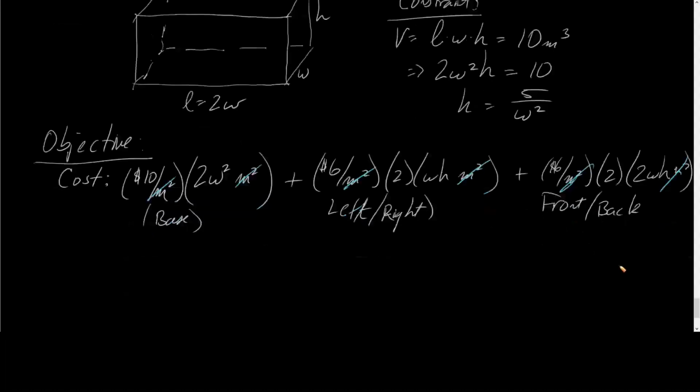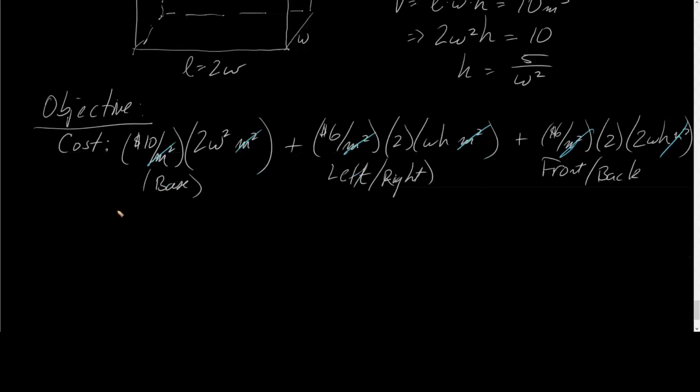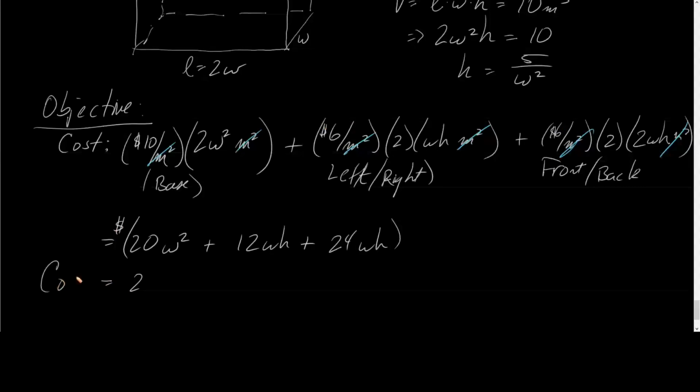All right, so let's see what we really have here. Our cost now is going to be, well, 2 times 10 is 20, so 20 W squared plus 6 times 2 is 12, so 12 WH plus 6 times 2 times 2. 6 times 2 is 12, times 2 is 24, so 24 WH, right? And notice that the units left in every single one of these was dollars. So it's just a straight up cost. Now, I'm going to ignore that for now. So what we have now is that the cost is 20 W squared plus 36 WH.